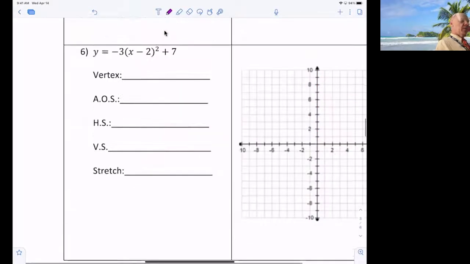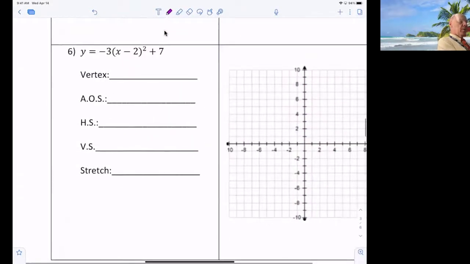Number 6. All right, come on. Give you 30 seconds to write all of it out. And then we'll graph it together. That's the hard part.